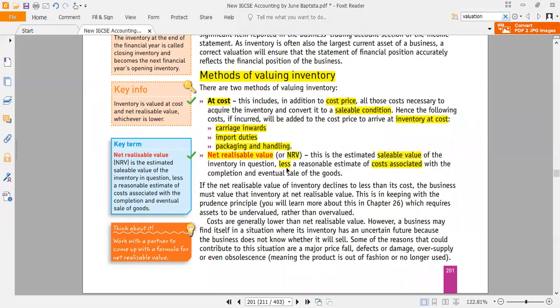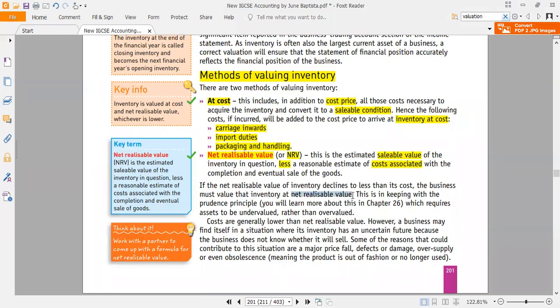That is the net realizable value, and you have to subtract cost associated with the completion of eventual sale of the good. Before selling it, you have to incur some cost. When you subtract it, then you will get net realizable value. For example, if the net realizable value of inventory declines to less than its cost, the business must value the inventory at net realizable value.